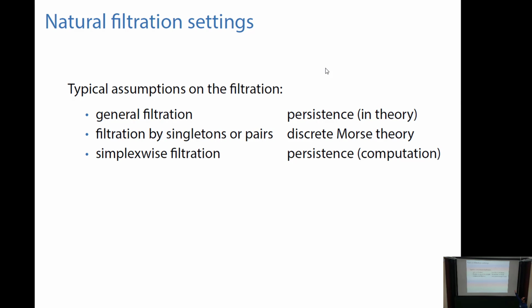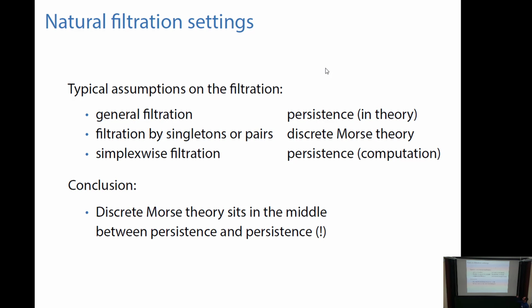to get the main theorems. And in computation of persistence, I need to refine even further because I have to make the assumption that one simplex enters at a time. I need to order simplex by simplex. So what's interesting here is that the discrete Morse theory perspective sits in the middle between two viewpoints on persistence, the theoretical and the computational one, which is very interesting. And it really tells you already that there should be a very close tie between the two.